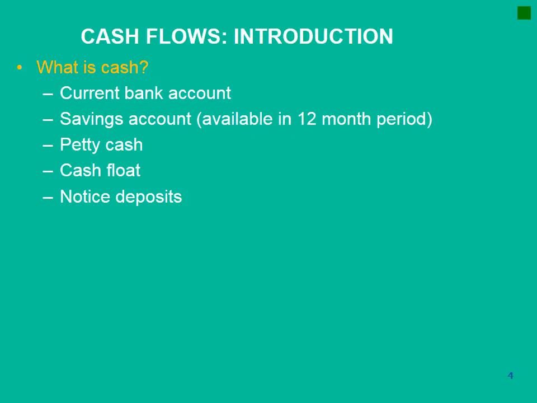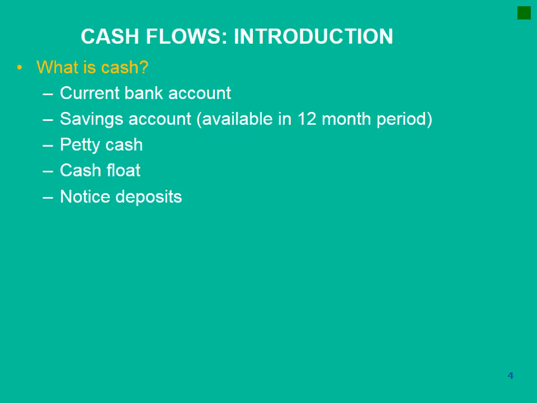Okay, let's think about what cash is. Very obvious. It's the money you have in the bank account, any money you have in a savings account. It can't be in a long-term account which is not available to you within the next 12-month period. Remember, current assets are things that you can use in the next 12 months. Petty cash and cash floats. So petty cash is normally something that a secretary keeps to buy toilet paper and milk and that kind of thing for a business. Usually has a few hundred rand in it.